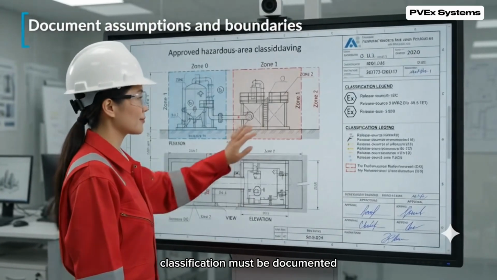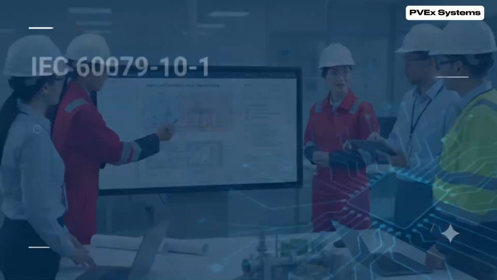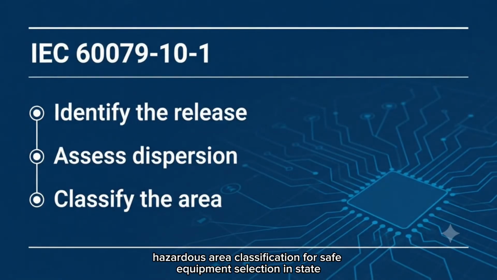Classification must be documented, approved, and kept current. Changes to process conditions, equipment, and hazardous area classification are essential for safe equipment selection.